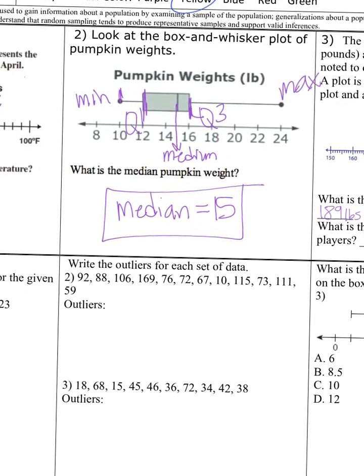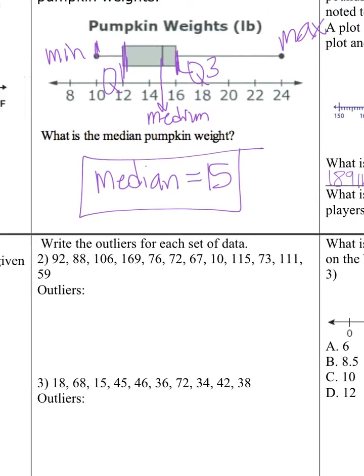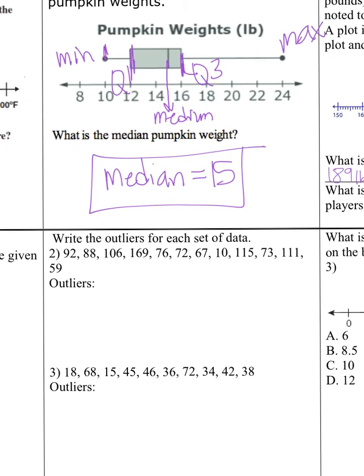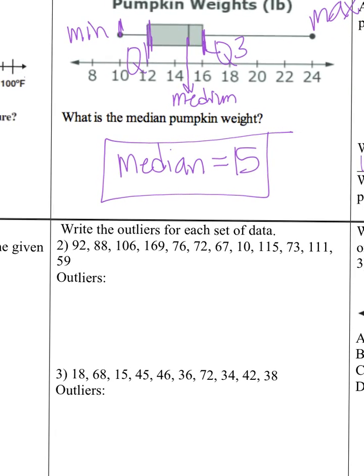We will be learning about outliers later, but I'm just going to briefly touch on this real quick. So number 2 and number 3 for Tuesday. So outliers are those numbers that don't really blend. So for instance, if you look at this sequence of numbers, you want to put them in order. So from least to greatest, you want to put them in order. So if I put them in order, I'm going to put 10. What's the next number? 59. Then 67. Then it would be 72. 73.